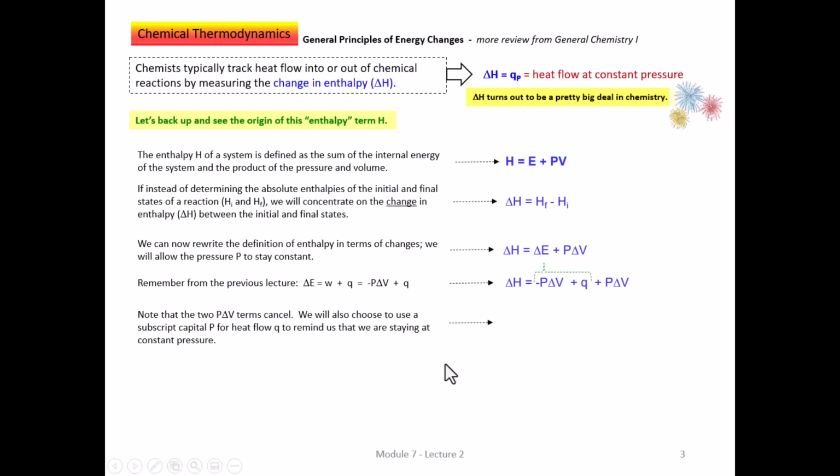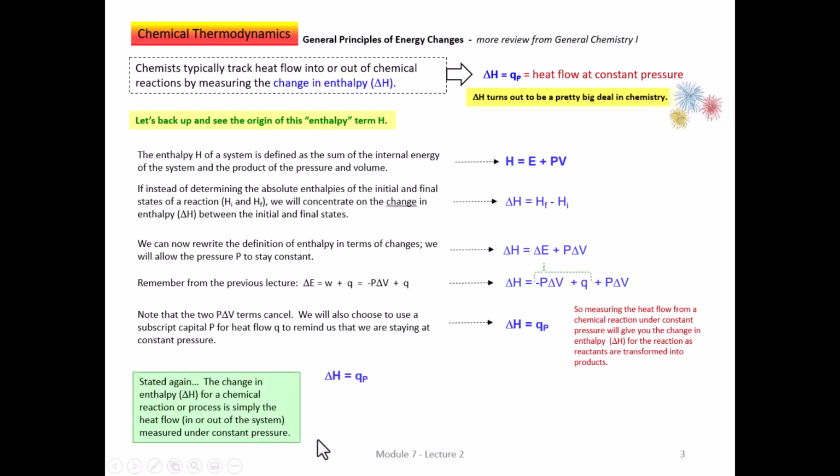They cancel, and what we end up with is that ΔH equals Q, and now we're going to say it's Q sub P because it's the heat flow measured under constant pressure. So we'll use a little subscript capital P to show that. Stated again, the change in enthalpy for a chemical reaction or process is simply the heat flow into or out of the system measured under constant pressure.